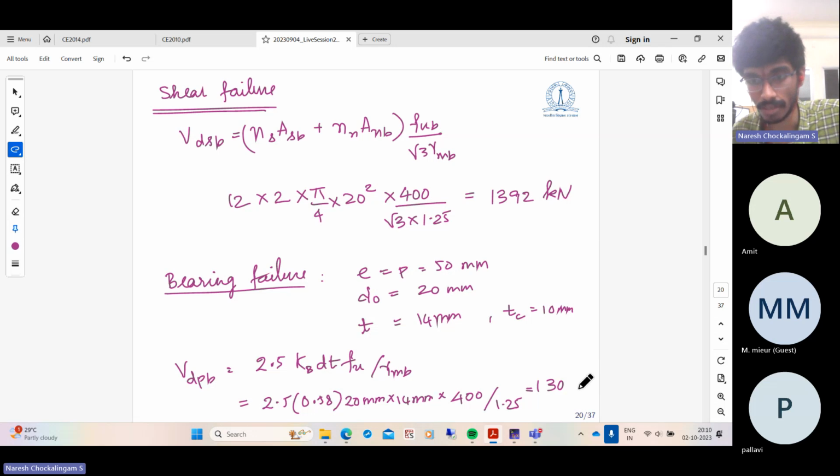So this comes out to around 130 kilometers. Let me check. So this is the bearing capacity. This is the bearing force of one bolt, but there are 12 such bolts. So multiply by.